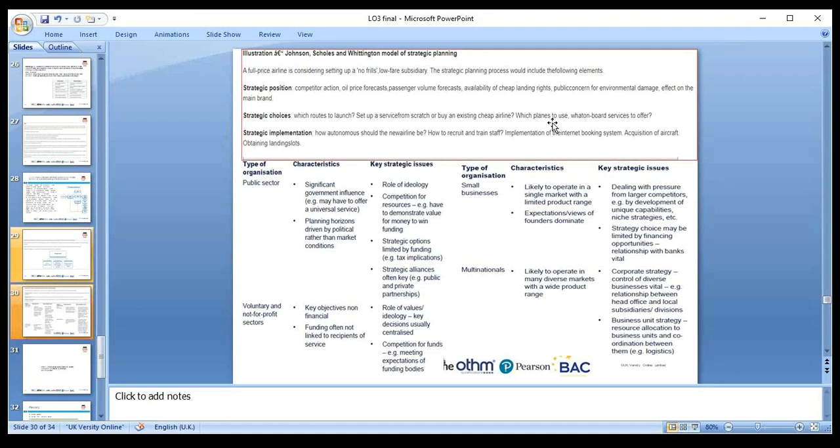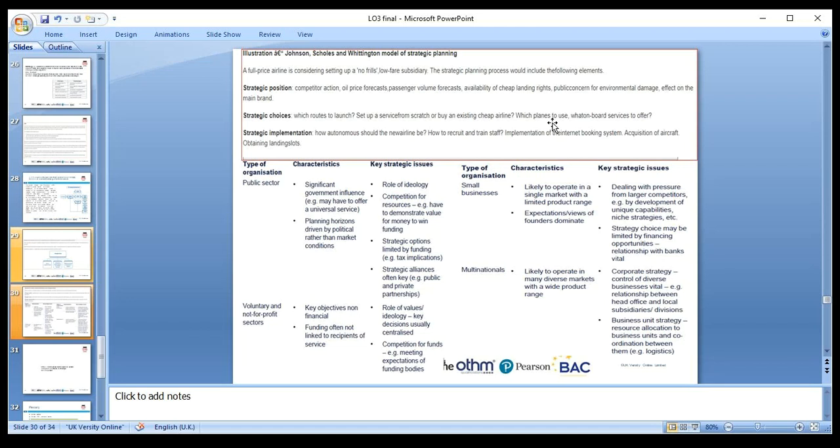What we look at is all summarized according to Johnson and Scholes: a full price airline considering setting up a no frills, low fares subsidiary. The strategic planning process includes strategic options, competitor action, price, volume growth, all these analyses. Then strategic choices: we can look at setting up the service from scratch or using an existing cheap airline, and plans for whom the service is to be offered. And strategic implementation: how autonomous the new airline should be, how to recruit and train staff. All these strategies we can make.